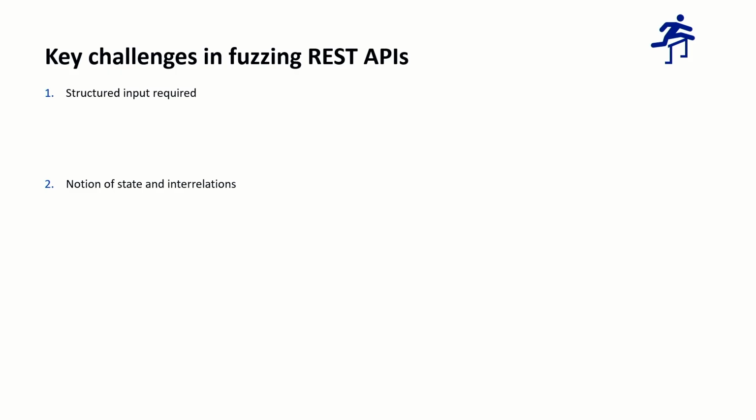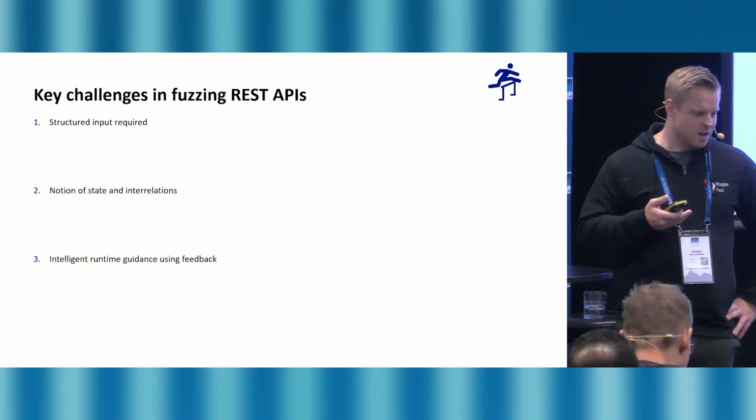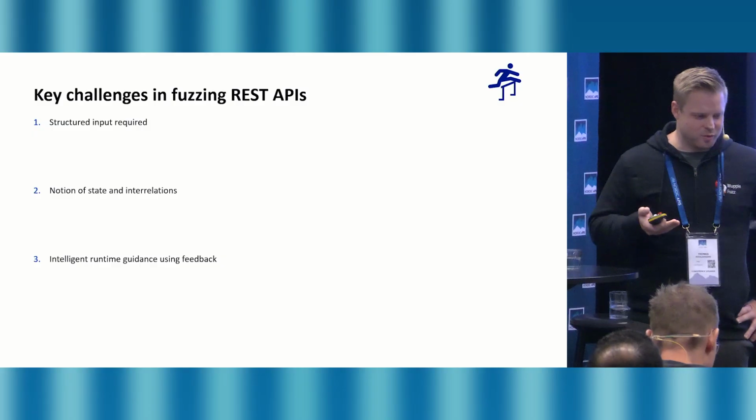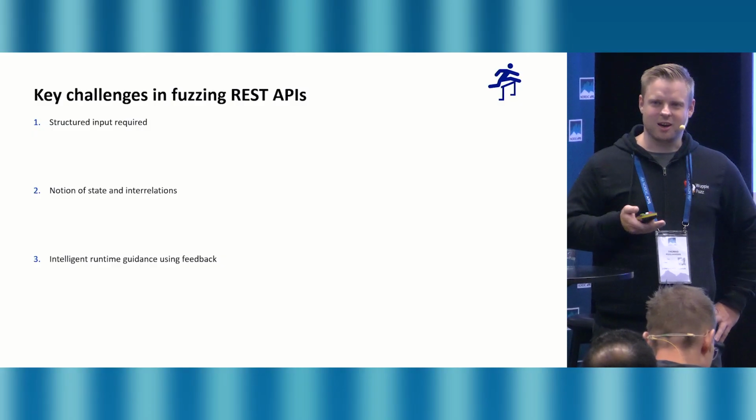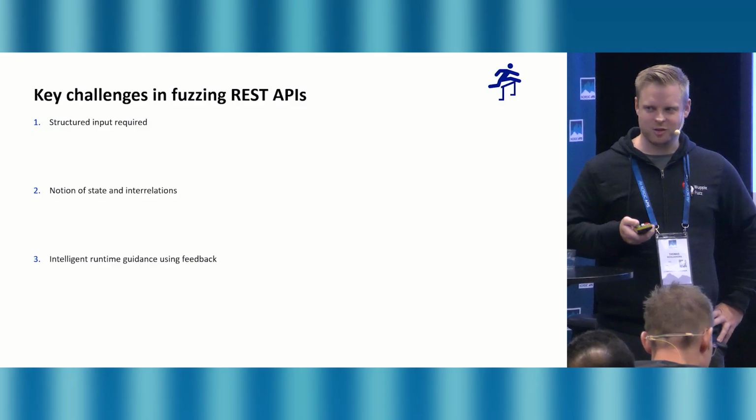There is also a notion of state in APIs, so requests have a relation to each other, and input might be reused. And you might want to think about how you can make it more intelligent and guide your fuzzer to go deeper into the application and the business logic you're testing.